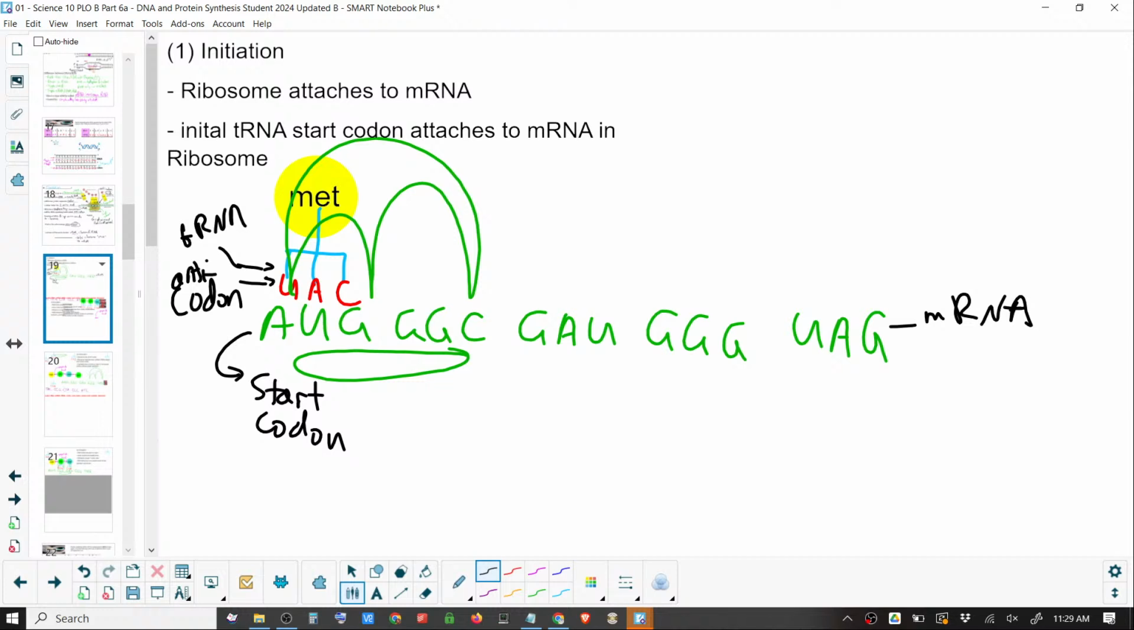This is called initiation. At initiation, the mRNA has moved to the cytoplasm. A ribosome has found it. The initial tRNA attaches to it in the ribosome, and now it's ready to go. This is initiation. Everything sort of clicks together. Excellent. Now you can write this down.